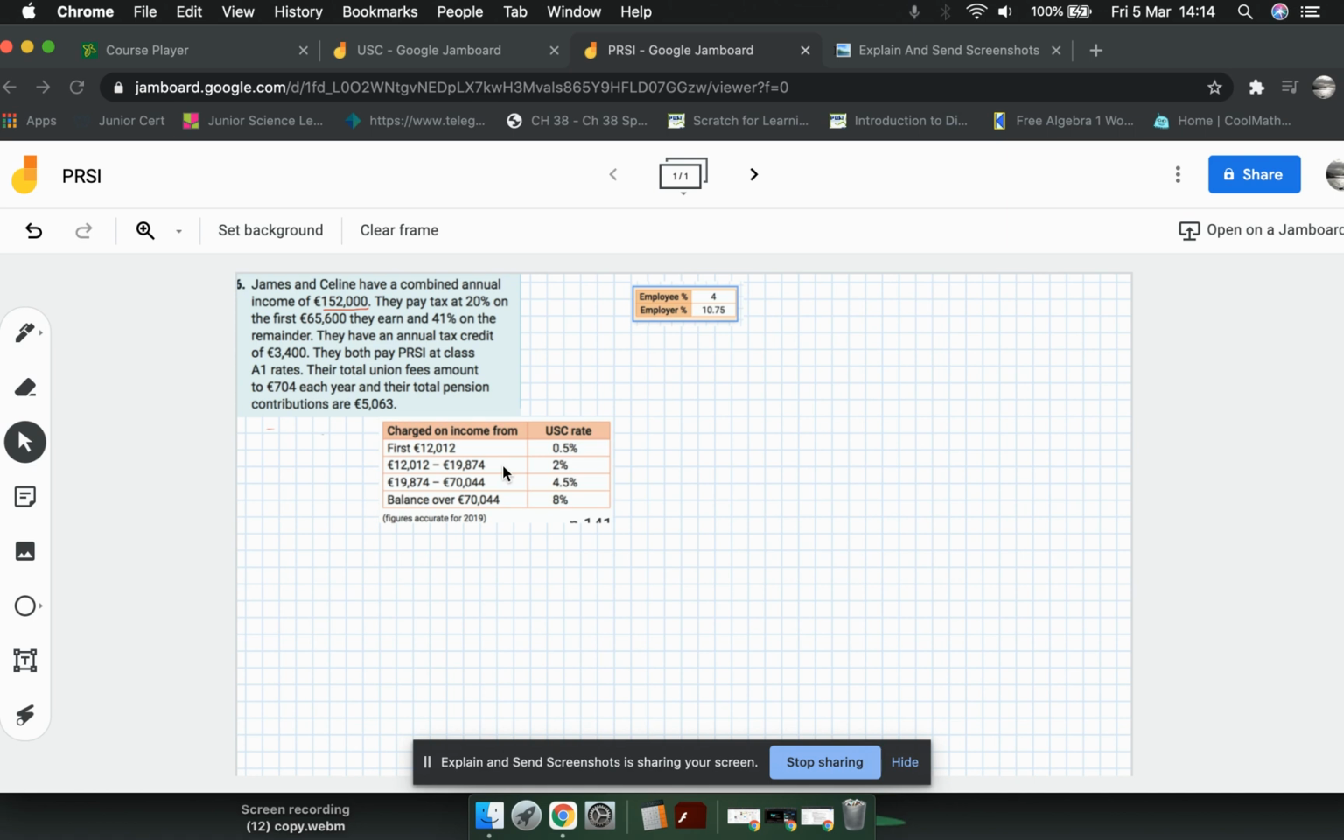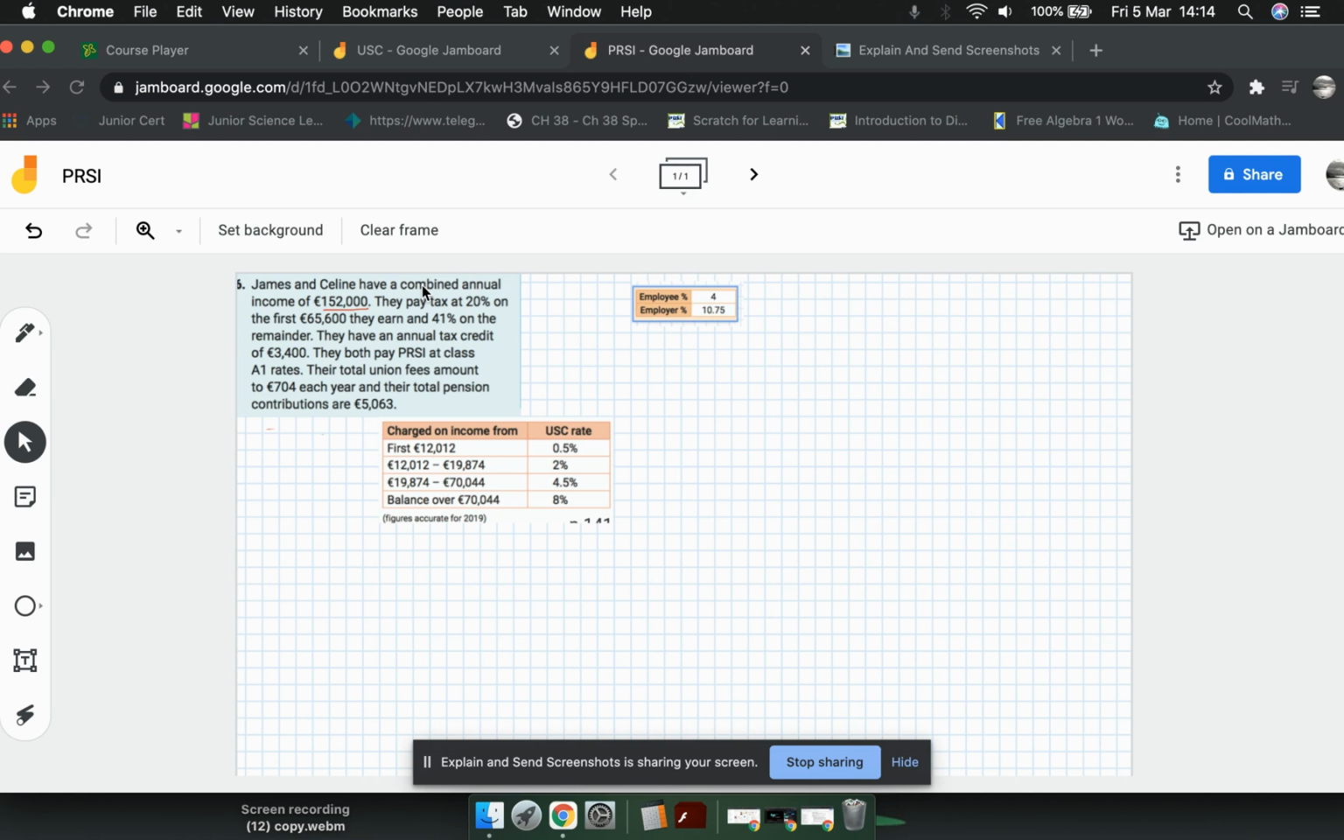It very much depends on how much money you actually earn in your gross salary. This is something I should have mentioned yesterday. It's kind of a technicality, and really it should have been highlighted in the book. The technicality is this: universal social charge is charged on a person's individual income. Presumably James and Celine have different jobs and are earning different salaries, so on their individual salary, they will be charged their universal social charge.